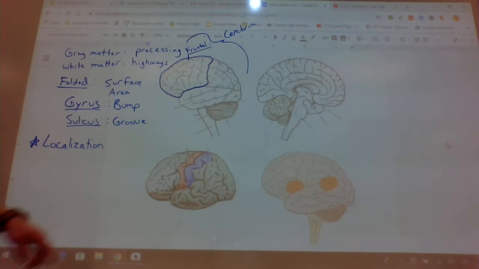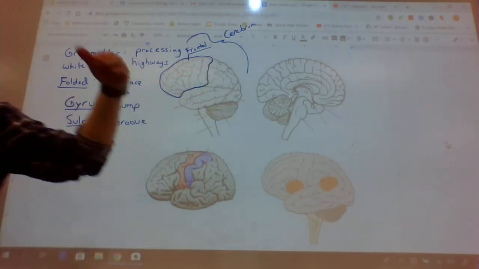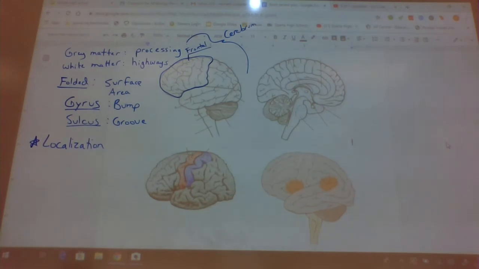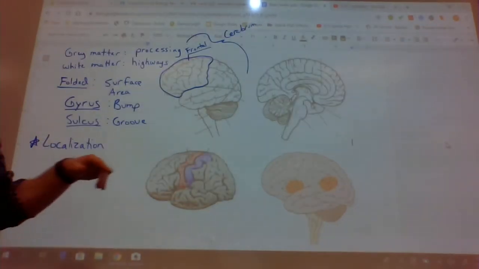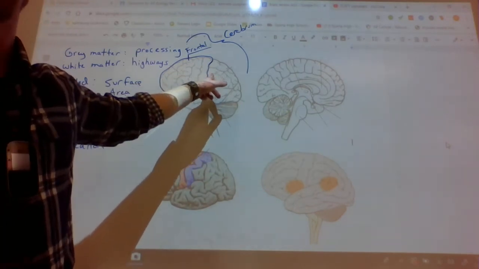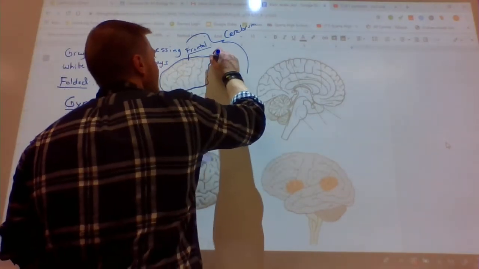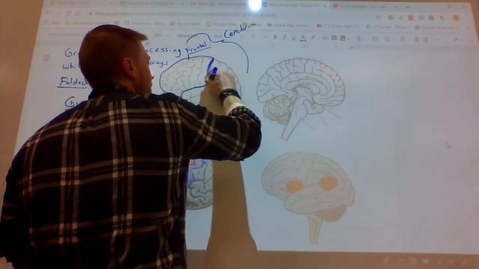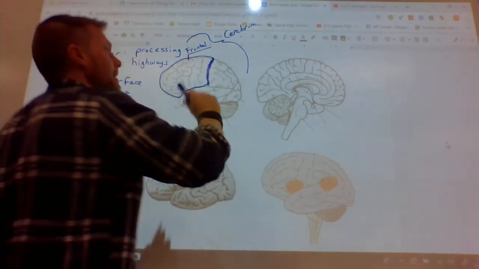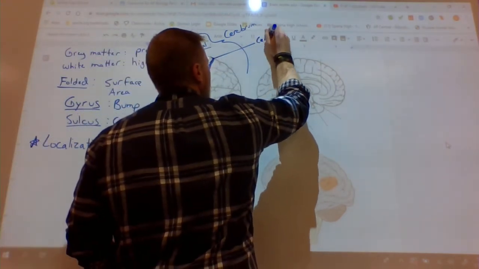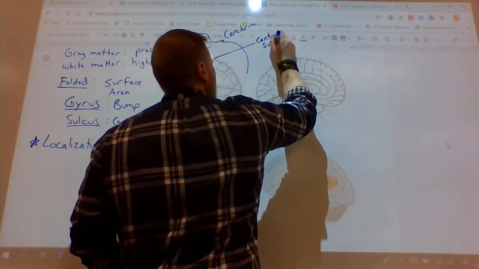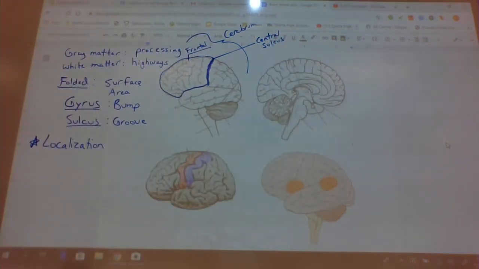Does anybody remember the name of this sulcus that divided the frontal lobe from the lobe behind it? We went over. What did you say, Chloe? A C. Not the corpus callosum. Not the cerebellum. No. All right. This line right here. Second letter is CE. It's called the central sulcus. The central sulcus right there. And everything from the central sulcus forward is the frontal lobe.